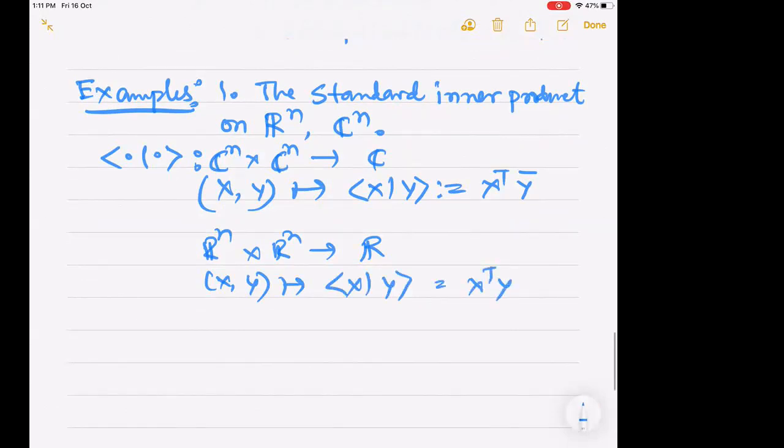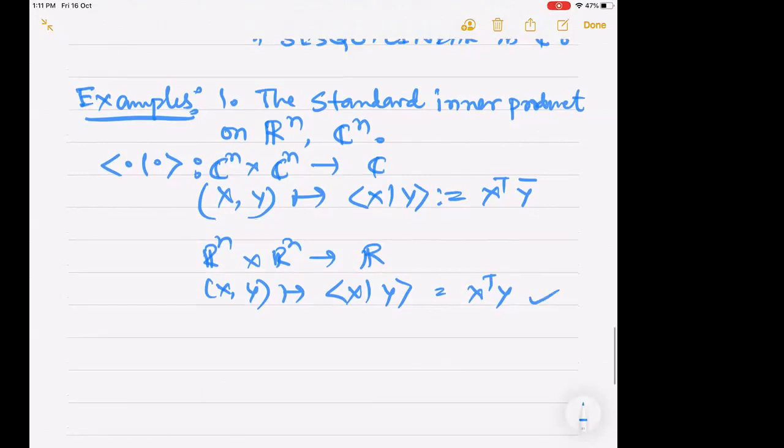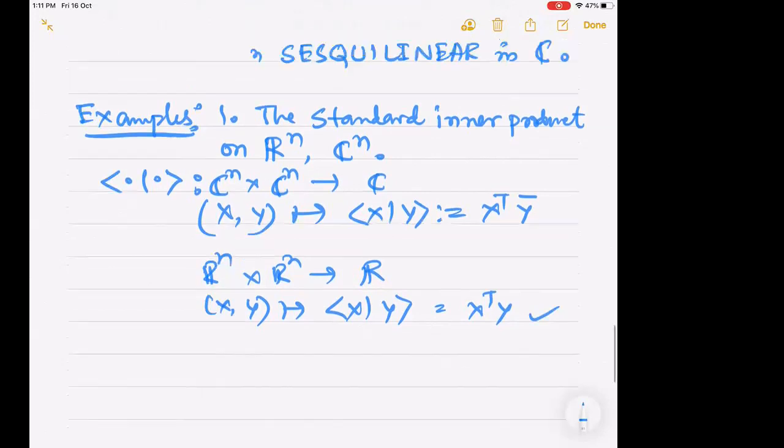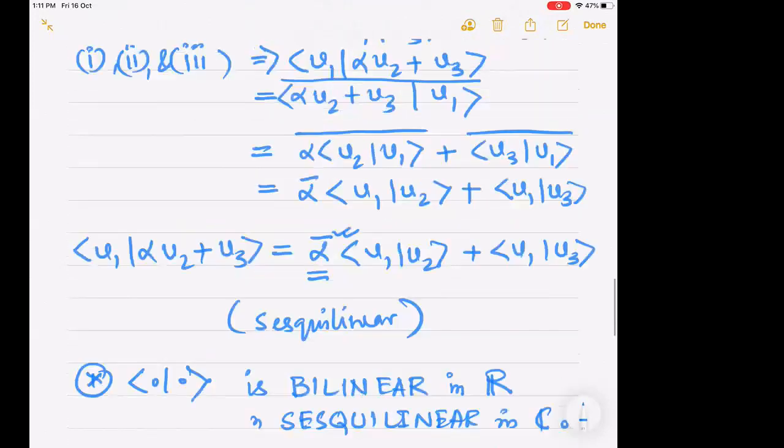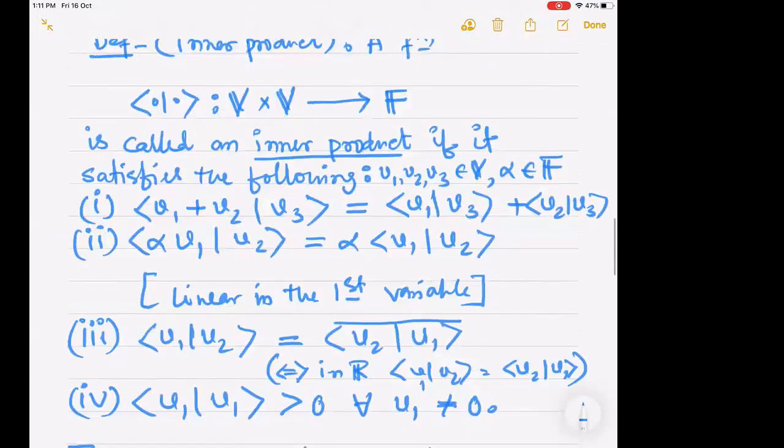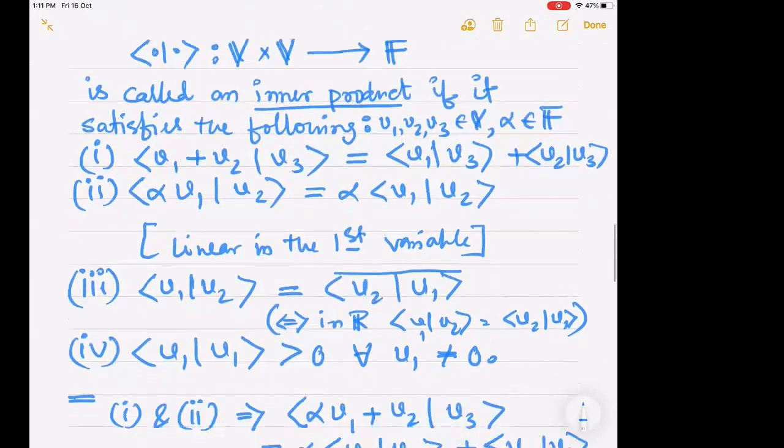You can check that all the properties are satisfied. I'll do it for the real numbers. x transpose y, does it satisfy 1? Is it linear? So this means this would be x1 plus x2 transpose y, and that is indeed x1 transpose y plus x2 transpose y. Scalar multiplication, does it come out? Yes, it does. Symmetry, yes. Greater than 0, yes.